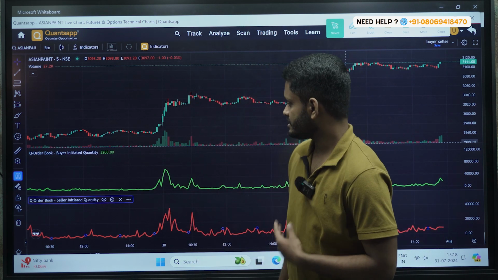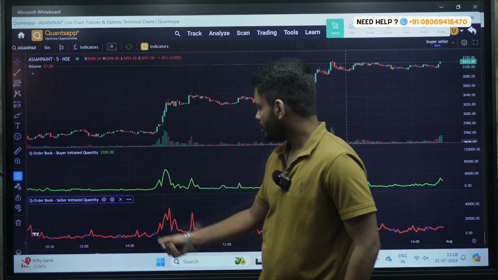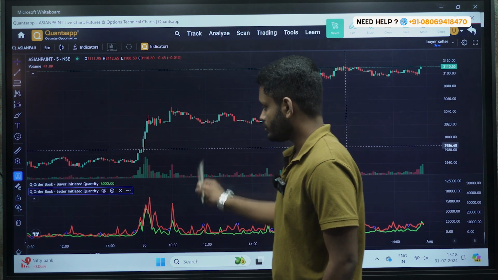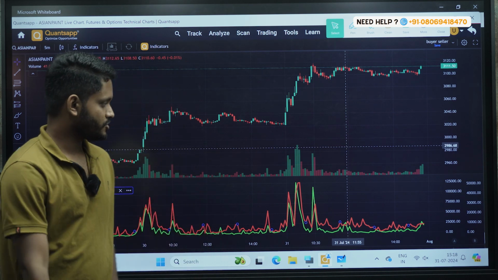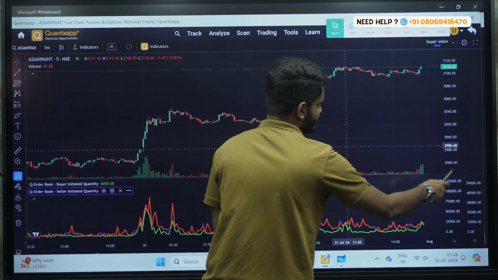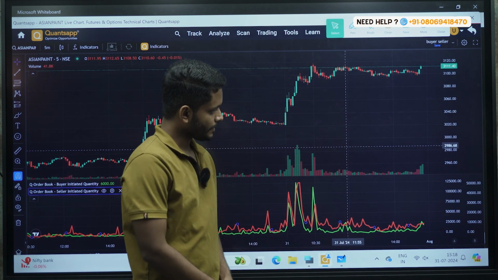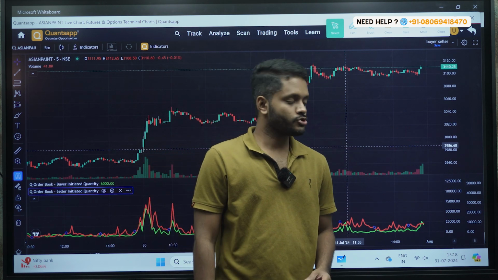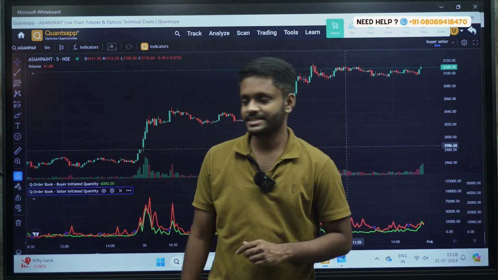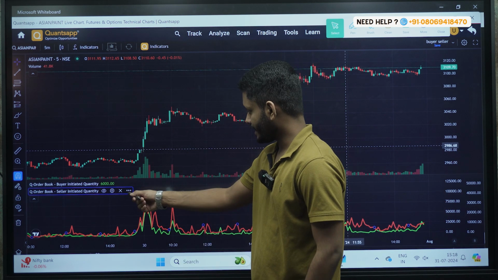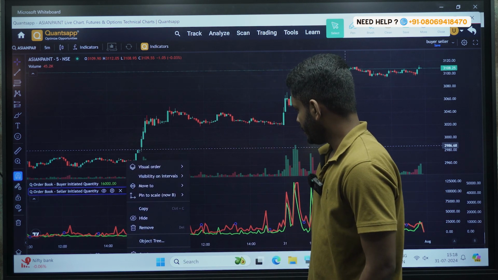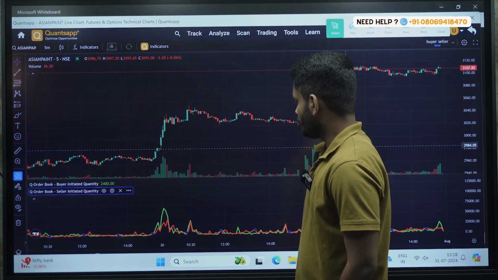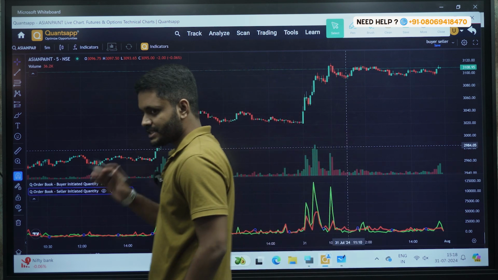Now for my convenience, I'll try to combine these two. Click on these three dots, move to existing pane above. Both of them will get merged. Now if you look on the right hand side, can you see? There are two scales. Both the scales have not merged, so we are supposed to merge these scales. For that, again click on these three dots, pin to scale. Now B is given, just click on this and make it A. The scales will get merged. Now the setup is ready.